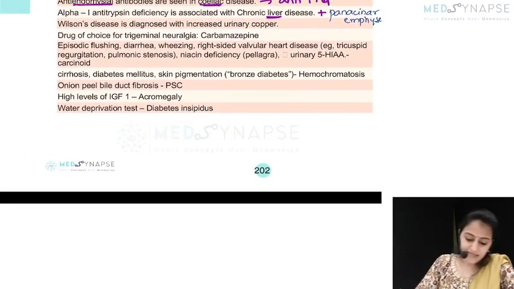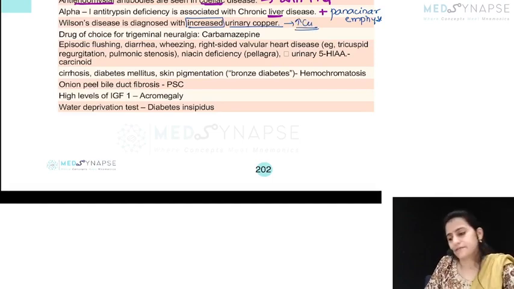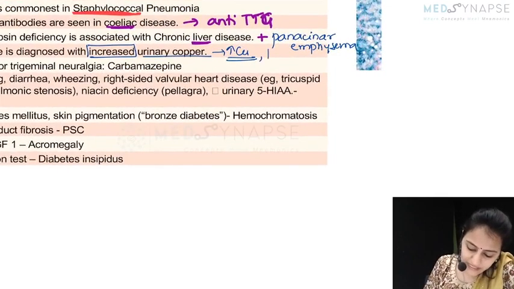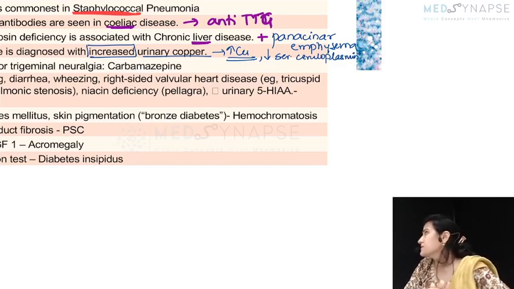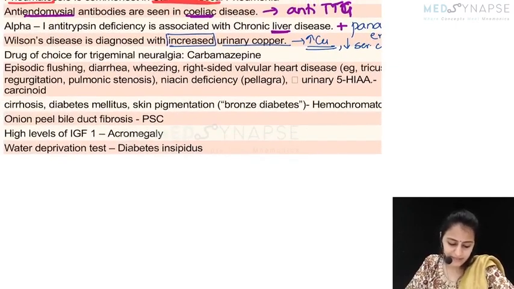Wilson's disease has urinary copper increased because in Wilson's the copper is in excess. So the urinary copper also increases. What decreases is serum ceruloplasmin. The urinary copper increases, the liver copper deposition increases, ceruloplasmin is decreased.